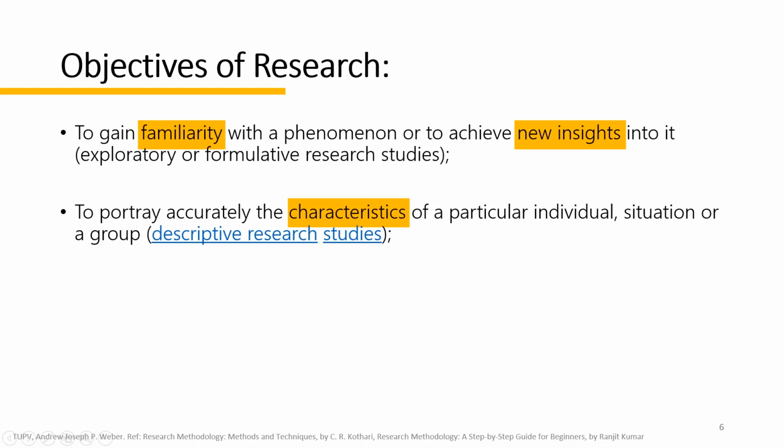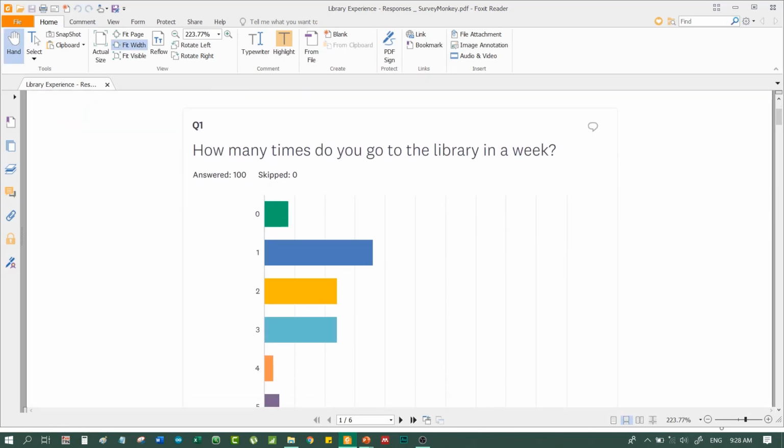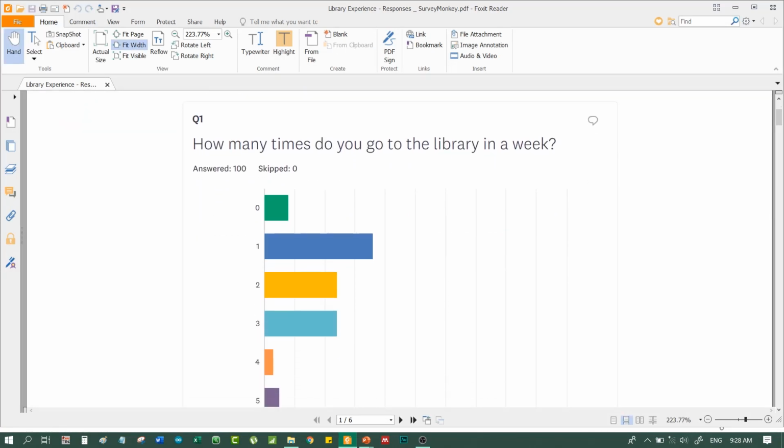And that type of research is known as descriptive research. It is one of the basic and easiest types of research. I want to give you an example. This is actually the result of a students' survey. This is a survey of students about their allowances and frequency of visiting the library in our school. Let's try to open this one.